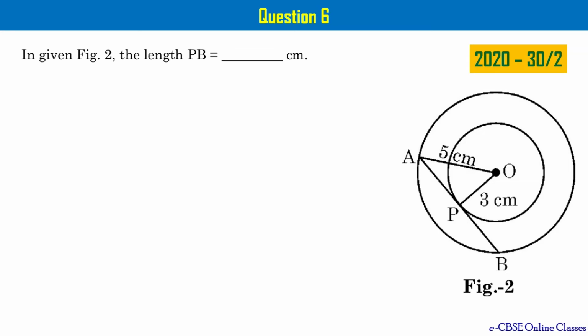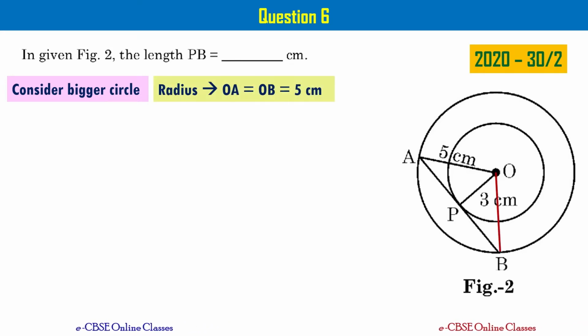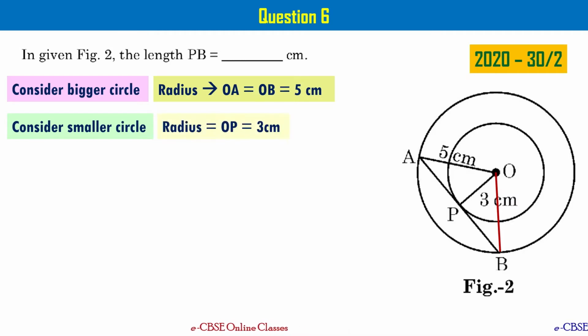Let's go to the next question, that is question number 6. In given figure 2, the length of PB equal to how many centimeters is the question. It is from year 2020, set number 2. Let us consider the bigger circle first. Its radius OA equal to OB equal to 5 centimeters, right? Now let's consider the smaller circle. Its radius is given, that is equal to OP equal to 3 centimeters. And from the figure, you can see that AB is a tangent to the smaller circle at point P, right?